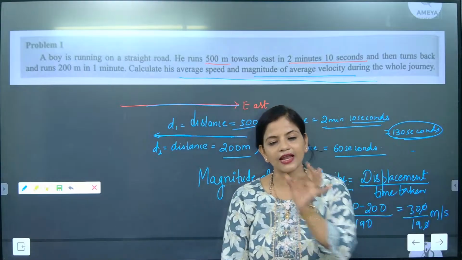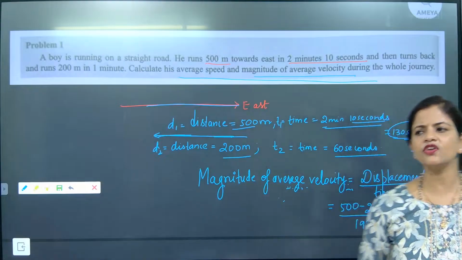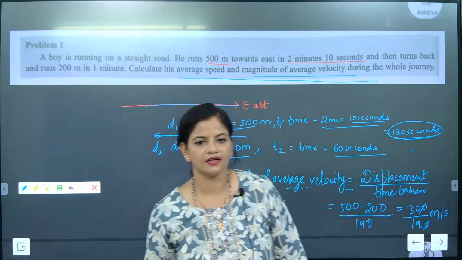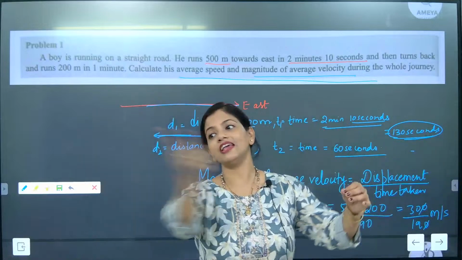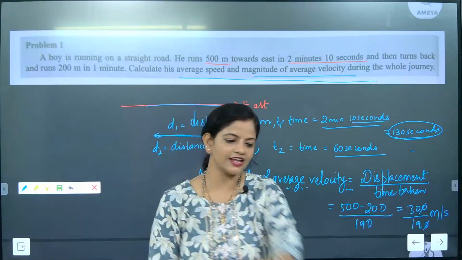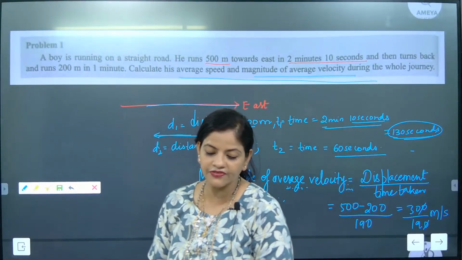And can anybody tell me what is the final direction right now? Where is the person moving now? East or west? West. Going east, returning west, because opposite of east is west direction. So the final overall answer is absolutely correct.